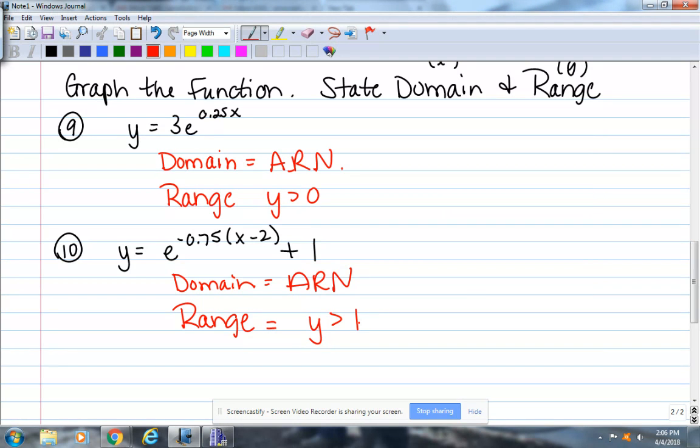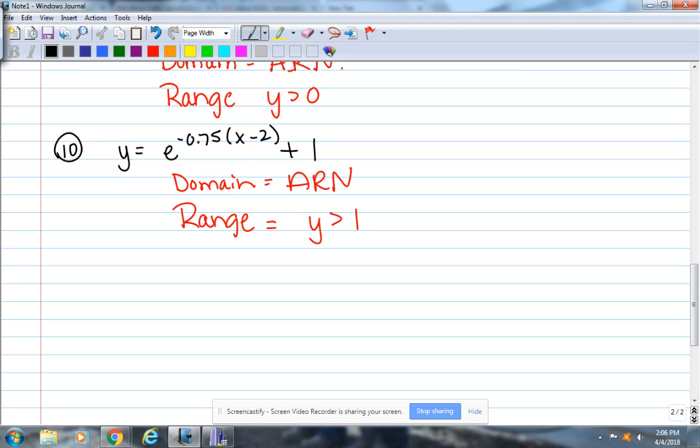Does that make sense? I want y'all to try this one, and I want you to graph it in your calculator all by yourself. And I want you to tell me the domain and the range.